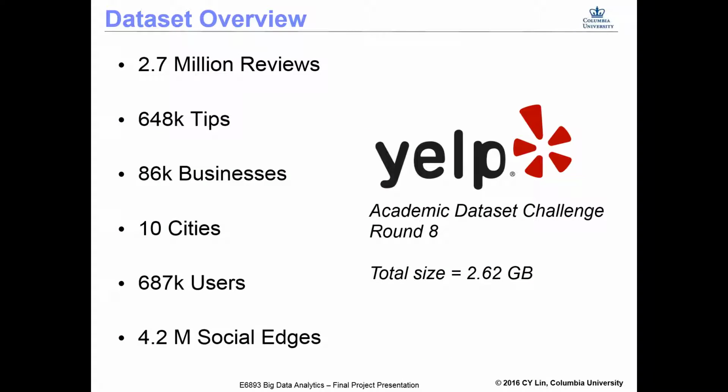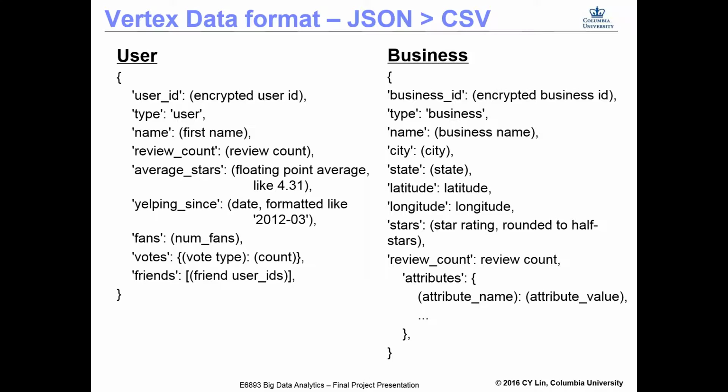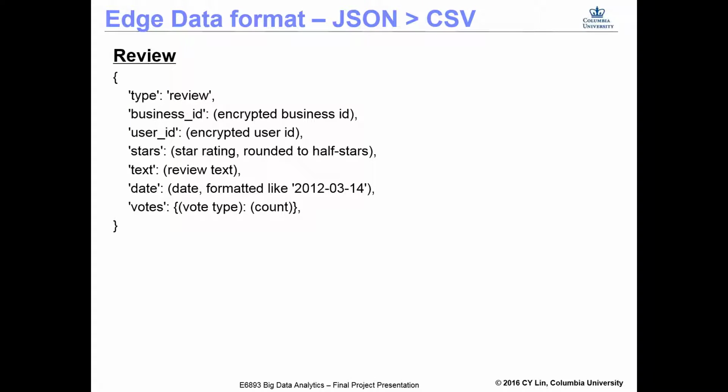The dataset contains 2.62 gigabytes of data, and in that there was 2.7 million reviews, 648,000 tips, 86,000 businesses across 10 cities, 687,000 users, and 4.2 million edges between these users. The dataset that I used was originally in JSON format, and using these characteristics from the JSON format, I converted that into the vertex. Using the review JSON data, I converted that into the edge CSV.